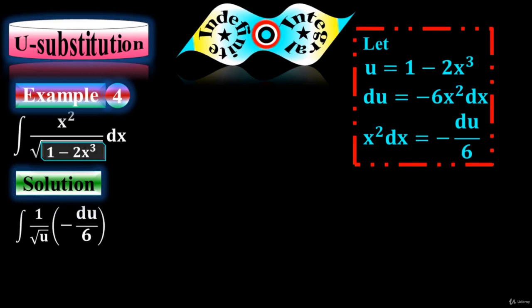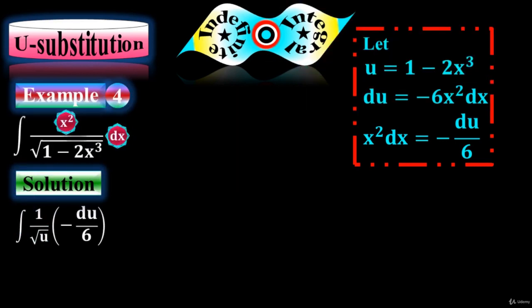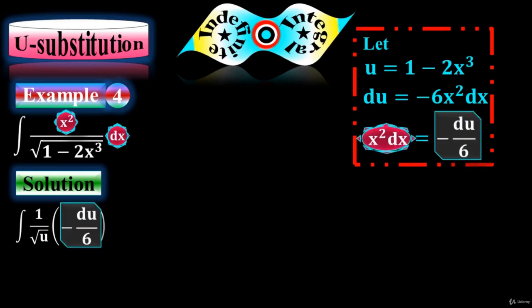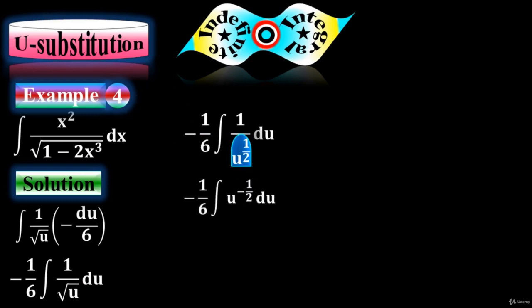Just replace 1 minus 2 x cubed by u here, and x squared dx by minus du over 6. Take the 6 outside of the integration, we have minus 1 over 6. And make this u under the root equal to u to the 1 over 2. Bring this u to the 1 over 2 to the numerator to have minus 1 over 6 times u to the minus 1 over 2.